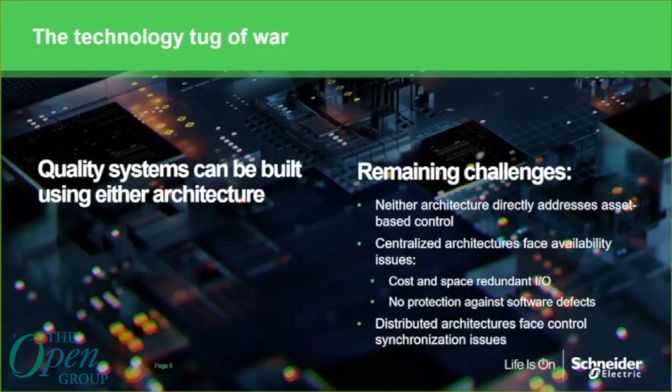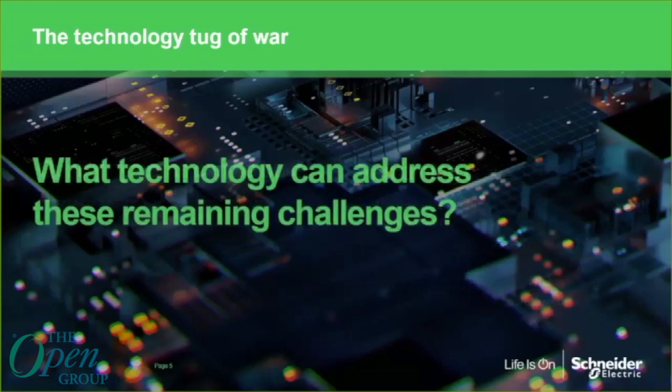There's cost and space around the redundant I/O. As I mentioned, there's no protection against software defects as a rule. And distributed architectures face the challenge of control synchronization. So what solutions are out there that could address these remaining challenges? And that's really the core of what I want to talk about.